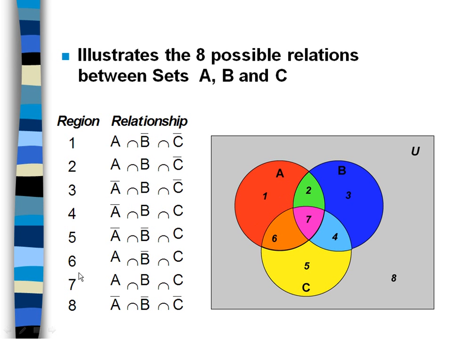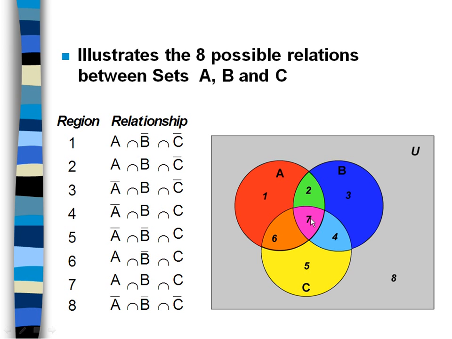So for example, region 7. Region 7 is the very center. What is the relationship? What does this represent? The very center, this pink part here, it represents A intersection B intersection C. It represents the intersection of all 3 sets at the same time. So that's one important area or region you need to memorize.